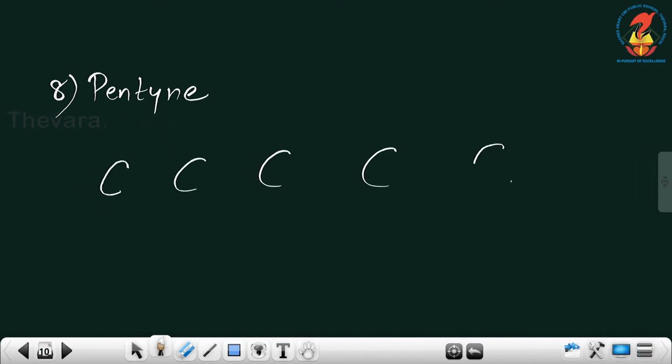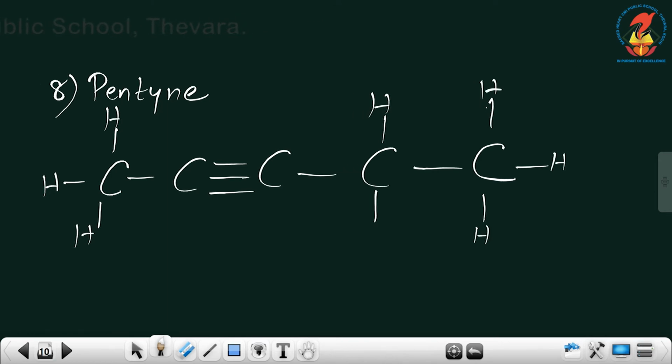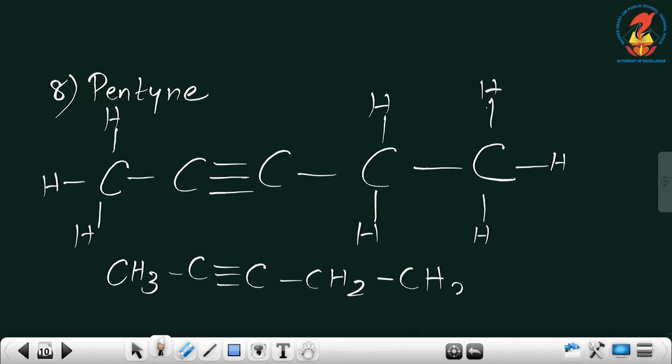Next, pentyne. 5 carbon atoms. YNE means one of the bonds is a triple bond. Remaining bonds should be single bonds. Now look at the valencies that are free. First carbon has 3 free valencies. Second carbon, all 4 are occupied. Third one also, all 4 valencies are occupied. Fourth one, 2 valencies. So everywhere you will write hydrogen. After writing hydrogen, you can write the condensed form. It becomes CH3, C, triple bond C, CH2, CH3. This is pentyne.